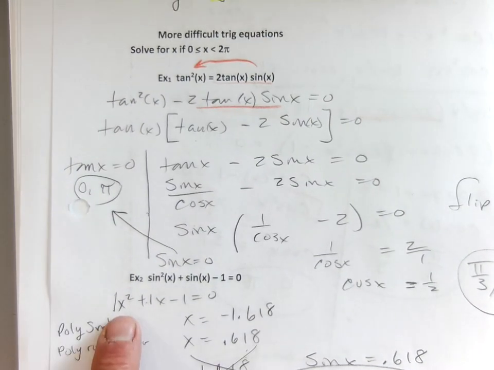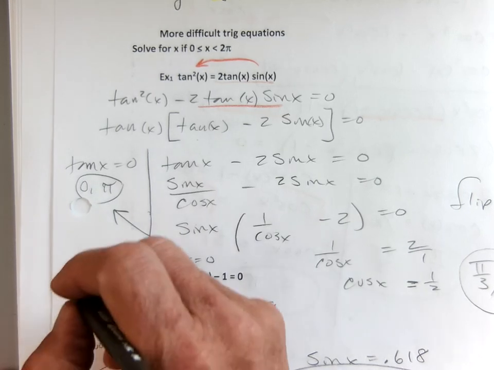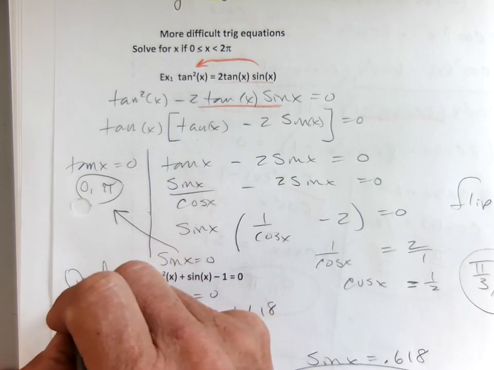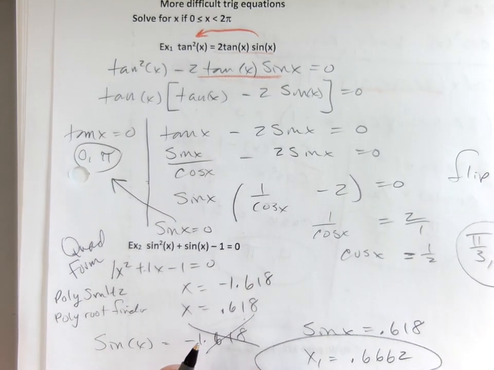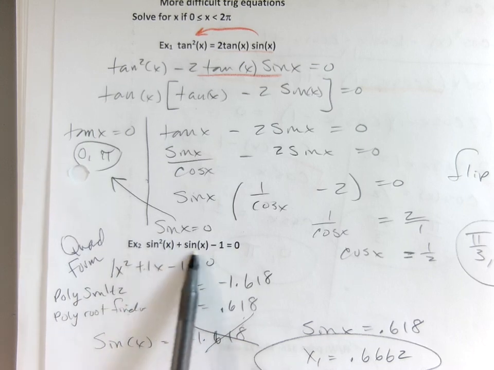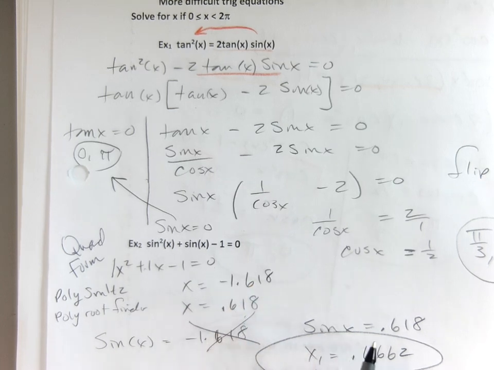Example 2. So if I change it into x, I'd have 1x squared plus 1x minus 1. It will not factor, so what we did is we used the quadratic formula. We used some technology to get the quadratic formula for us, and it gives us these two answers. x equals negative 1.618, and x equals 0.618. Now, instead of x's, it's sine. So go back to the fact that we did sine. Sine of x equals negative 1.618, and sine of x equals 0.618.